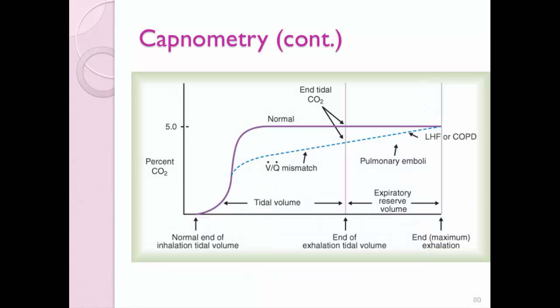So working with these waves, just because they have different types of waveforms doesn't mean that your capnometry is malfunctioning. It's likely that the patient has changes going on rather than the equipment. So here you see the purple line represents a normal capnogram. And so if you have things going on within the lungs that change your value of exhaled CO2, then you have changes in the waveform itself. So this one actually represents a VQ mismatch, or left heart failure, or COPD, something like that.